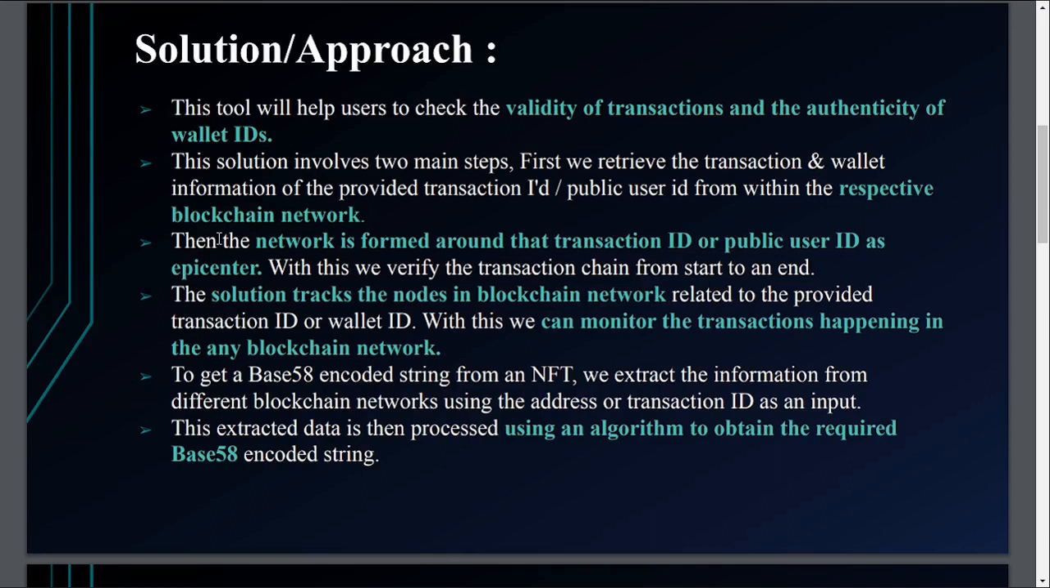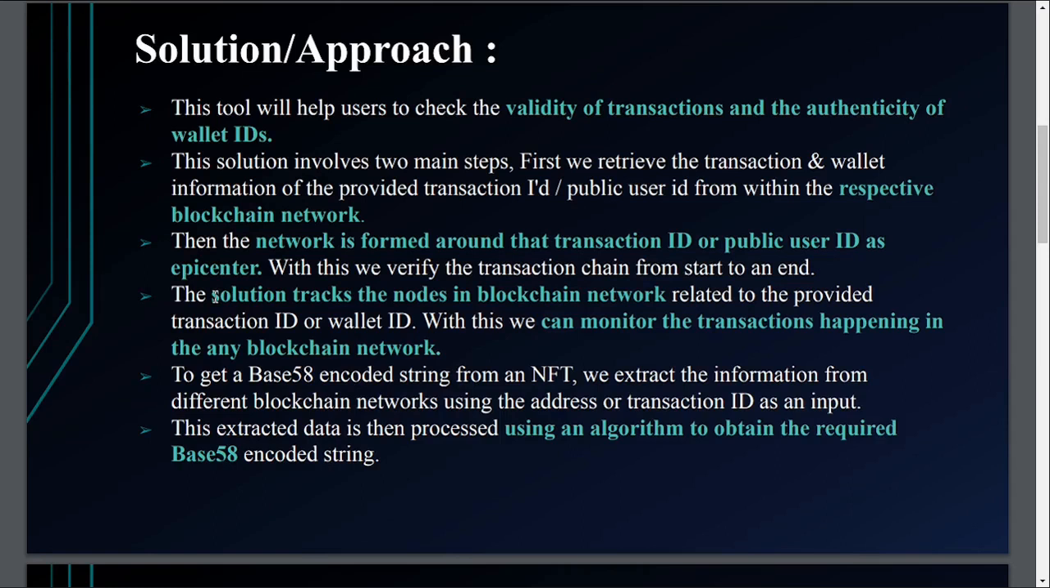Then our solution is to form a network-like structure around the transaction ID or the wallet ID as the epicenter. With this, we are able to extract all the related information of the particular wallet or transaction ID given. We can extract the sender and receiver wallet address from the transaction. Even if the receiver wallet address is in a different blockchain network, our tool will be able to extract all the recovered information. The solution will track the nodes in the blockchain network related to the provided transaction ID or wallet ID.